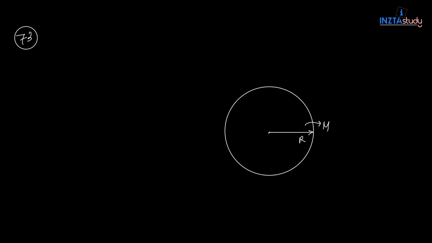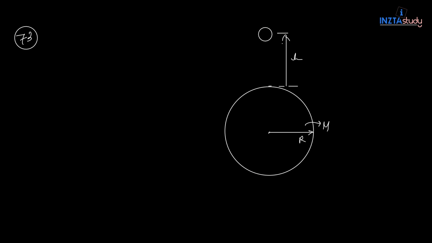Now a ball is falling from the height h above the surface of this sphere. This is h. Now here it is asked to find out the speed of image formed as a function of time.